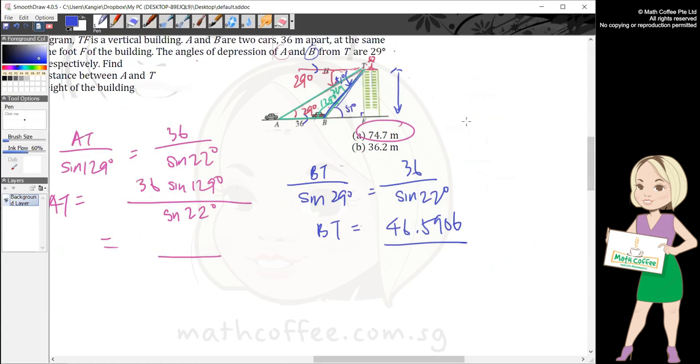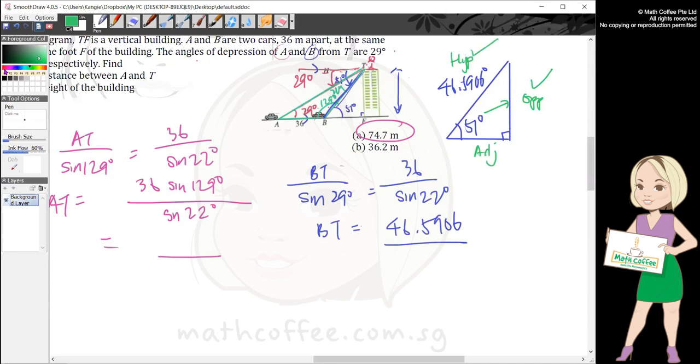Once I have this, good. I'm going to draw out the right angle triangle so that you can see better. 51 degrees, and I have this 46.5906. Now let's use SOH CAH TOA this time around. This one is opposite, this is adjacent, and this is hypotenuse. So I need to find my building, which is my opposite, and I have this one, so that means O and H.